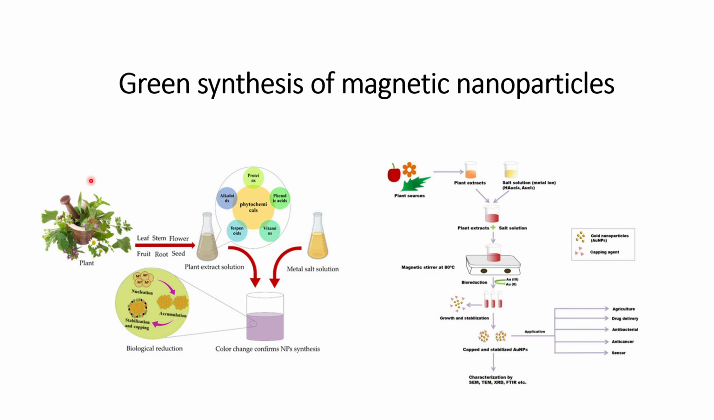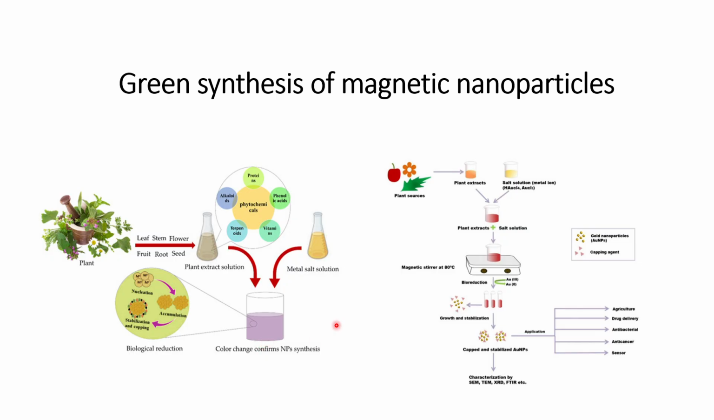A brief overview of the process is shown on the left hand side, where the plant and the biochemical compounds are extracted, such as from leaf, stem, flower, fruit, root, or seed. These plant extract solutions will then be mixed with metal salt solutions, and thereafter reactions, stabilization and capping will occur, or we can say the biological reduction will occur. The indication of this biological reduction can be seen from the change in color, and that confirms the nanoparticle synthesis. So this is basically the green synthesis of the magnetic nanoparticles.